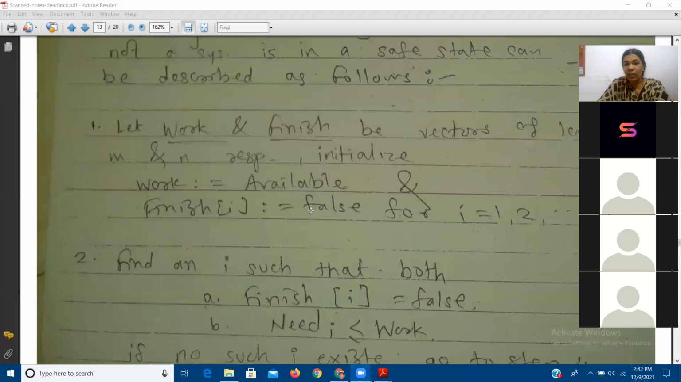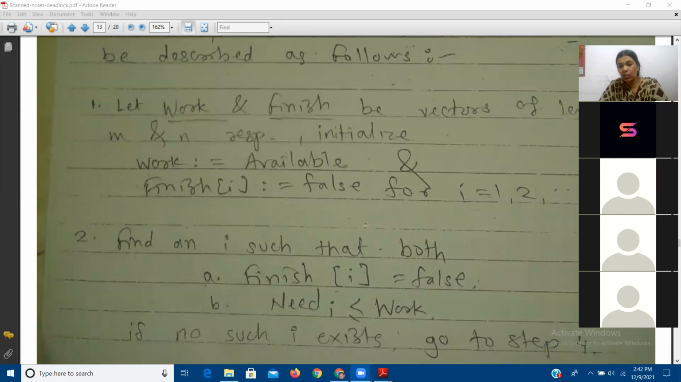Find an I such that both finish of I is equal to false and need of I is less than or equal to work. Okay, so आपल्याकडे 3 प्रोसेसेस आहेत आणि तिन्ही प्रोसेसेसचा finish of I false आहे. So this first condition is true for all 3 processes.